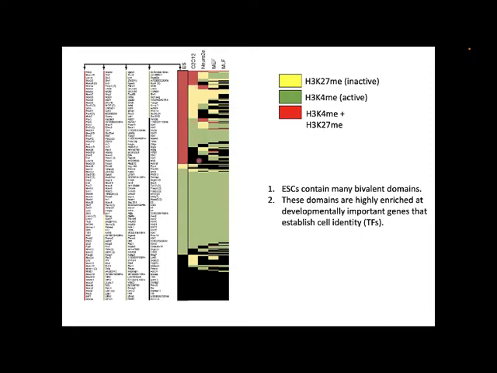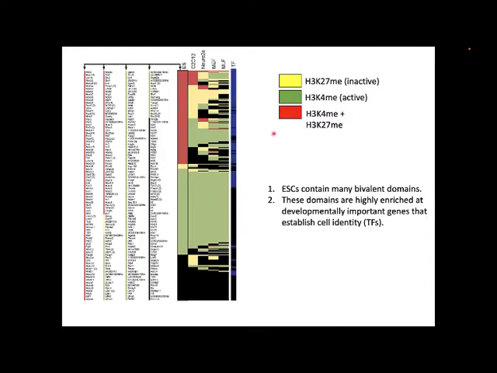This black represents that there is no pull-down fragment. That means it is unclear whether this region has these methyl markers, so don't care about this black mark. So the conclusion is that ES cells contain many bivalent domains, and second, these domains are highly enriched at developmentally important genes that establish cell identity.